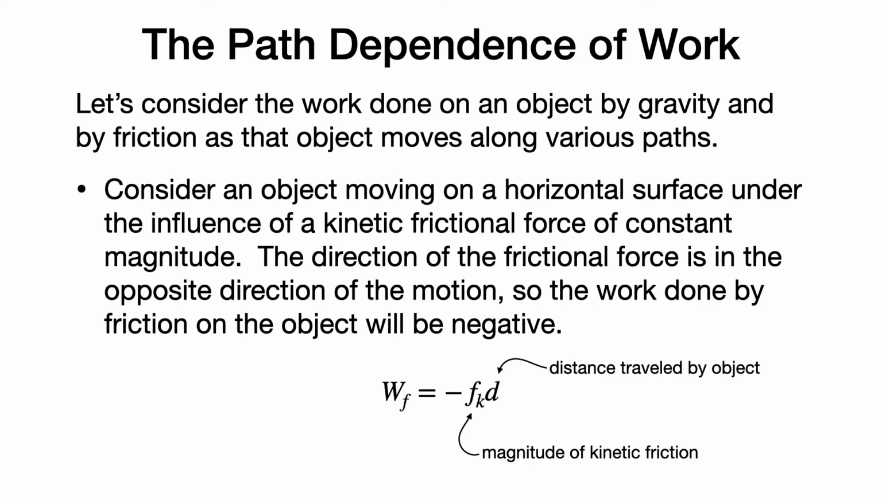by friction on the object will always be negative. That is, the work done by friction can be written as minus the magnitude of the kinetic friction times the distance traveled by the object.